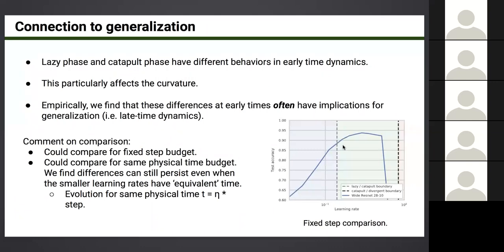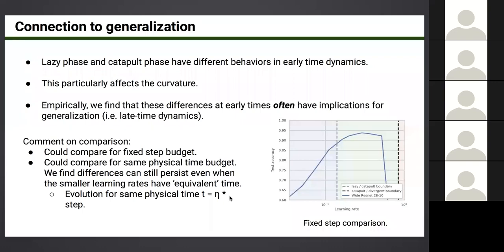So we did ask that question. A lot of our experiments are done for two different kinds of comparisons, both a fixed step budget and also a same physical time budget, which means that we measure time scaled by the learning rate rather than just the step. So time here is eta times the step. That allows smaller learning rate models to train for longer.